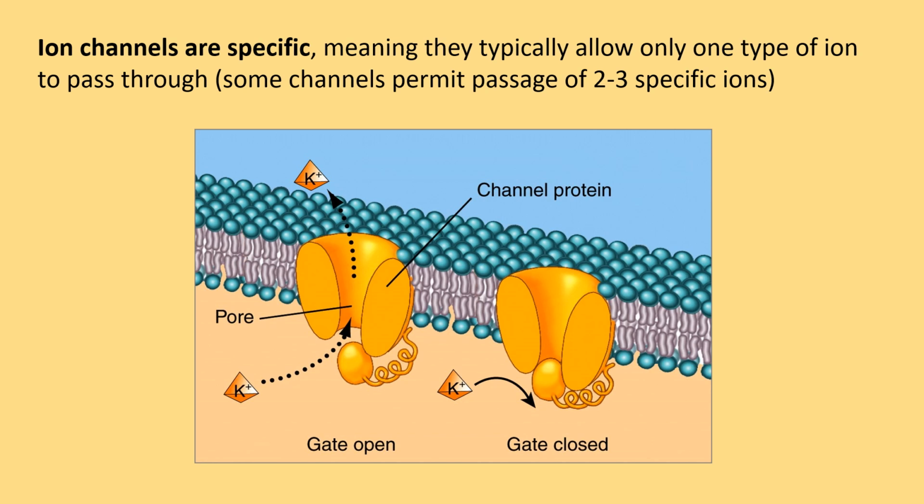So ion channels are specific. A typical ion channel only allows one type of ion to pass through. It is far less common, but it does exist, that there are ion channels that allow 2 or 3 different types of ions to pass through, but they are far more rare.